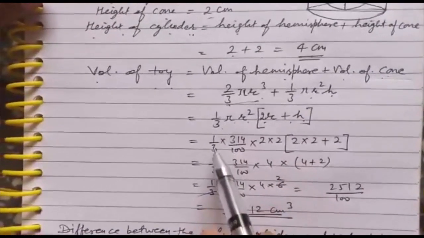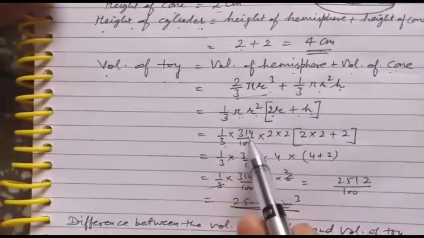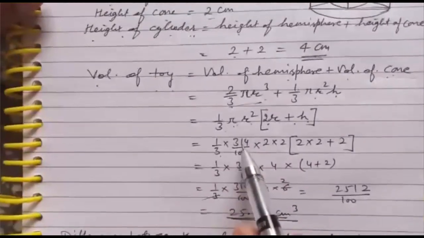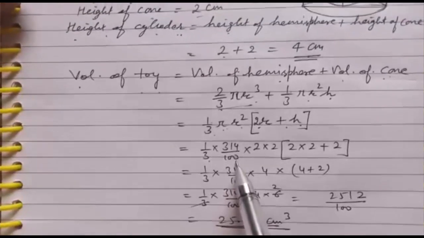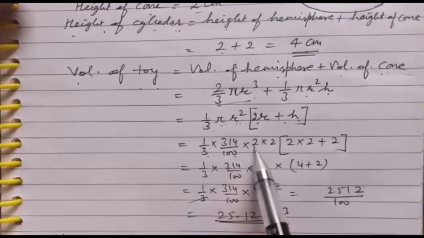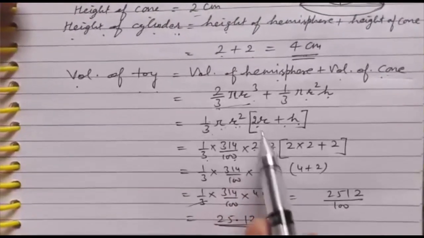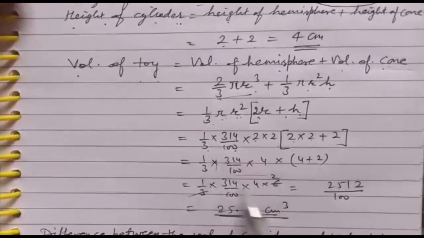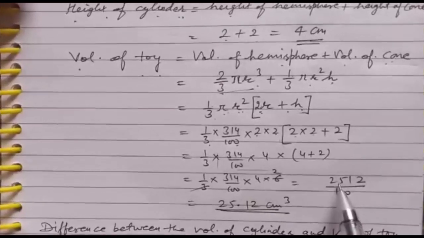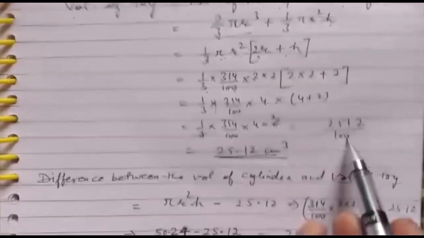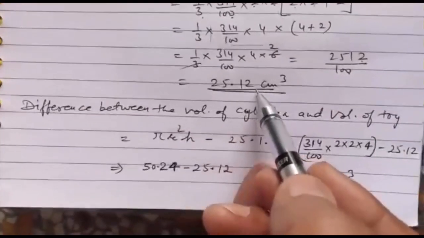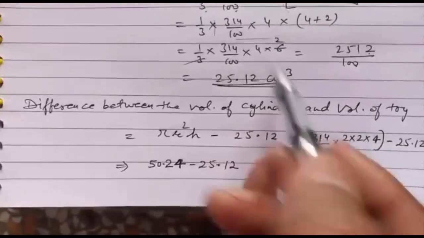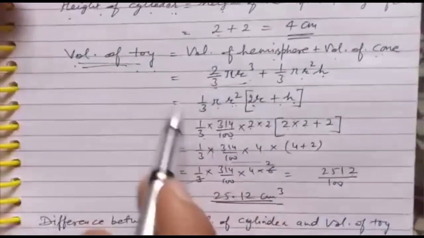Now putting the values: 1 by 3, the value of pi is 3.14, that can be written as 314 upon 100, and the radius is 2, multiply with 2 into 2 into 2 into 2 plus 2. So solving it, you will get 2512 upon 100, it means 25.12 cubic centimeter. This is the volume of toy.